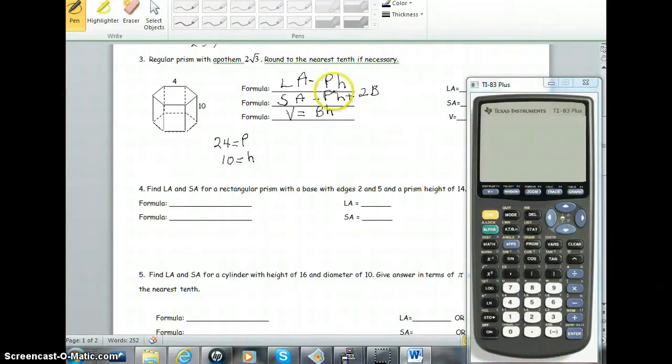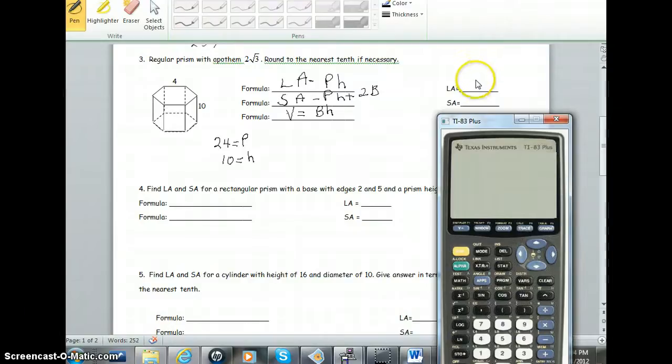So from that information, for lateral area, you simply multiply 24 times 10, and you will get 240. For the lateral area, 240 units. Now, the surface area is equal to P times H plus twice the bases. Now let's see, how do we find the area of the base? The area of the base means the area of the top of this figure and the area of the bottom of this figure. You see the shape is a regular prism. So the formula for finding the area of a regular polygon is area equals apothem times perimeter, I'm going to put that first, divided by 2.